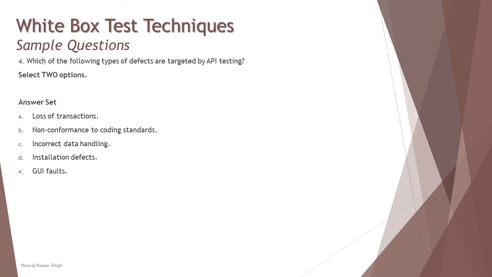It says A, loss of transaction, B, non-conformance to coding standards, C, incorrect data handling, D, installation defects, E, GUI faults. Now first of all, you need to recall what you learned during API testing, because it would be very helpful to understand what kind of defects an API system can actually find.